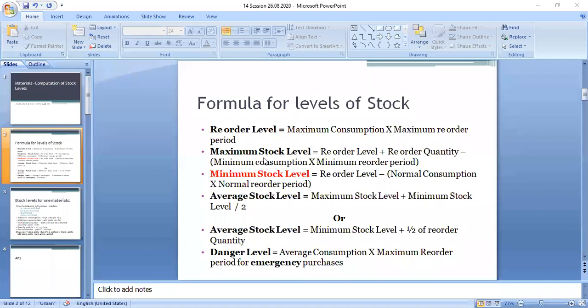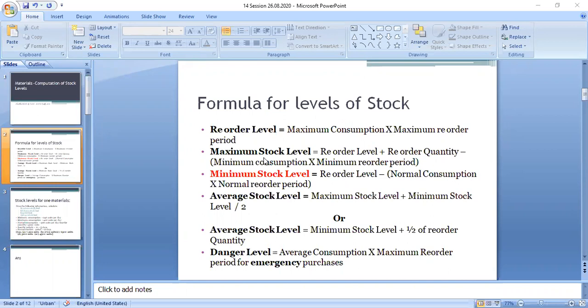So maximum consumption into maximum reorder period. If you go for a calculation of reorder level, you have to apply maximum. If you are going to calculate maximum, you have to apply minimum. If you are going to calculate minimum, you have to apply normal consumption. So we have to multiply with the normal reorder period only. So maximum consumption with the maximum reorder period only, minimum consumption with the minimum reorder period. Right? For understanding these things, you can apply it very quickly.